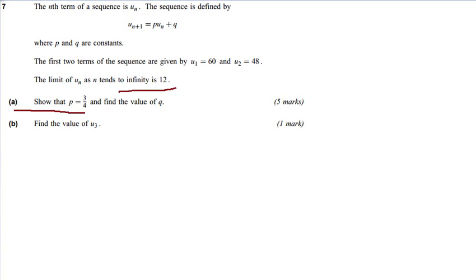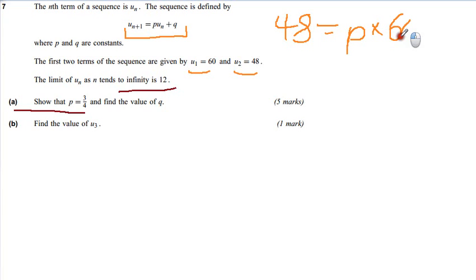So let's do that. Let's write down what we know first. We've got U1 and U2, and we've got our little equation here. So let's plug in the numbers that we know. If n is 1, then we get U of 2, so we get 48. So if n is 1, then U of 2 is 48, which equals P times U of 1, which is 60, plus Q. So I've just plugged in those numbers as you would.